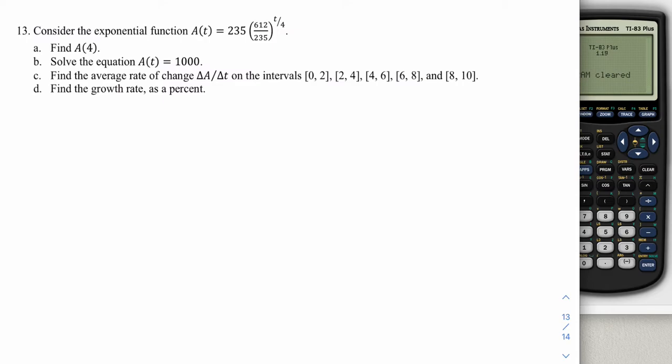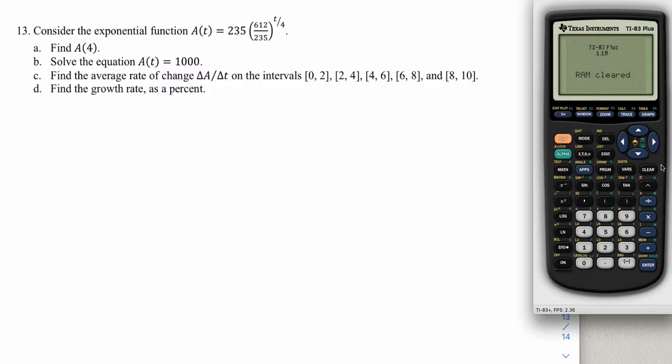Question 13. Here we've got a given exponential model. Let's go ahead and put that into our calculator. We're going to do some computations with it. So in the calculator, y1 equals 235 times, in parentheses, 612 divided by 235 raised to, in parentheses, t divided by 4. X divided by 4 on the calculator.